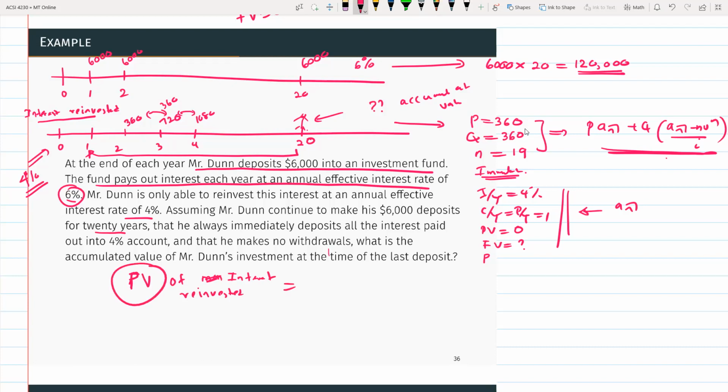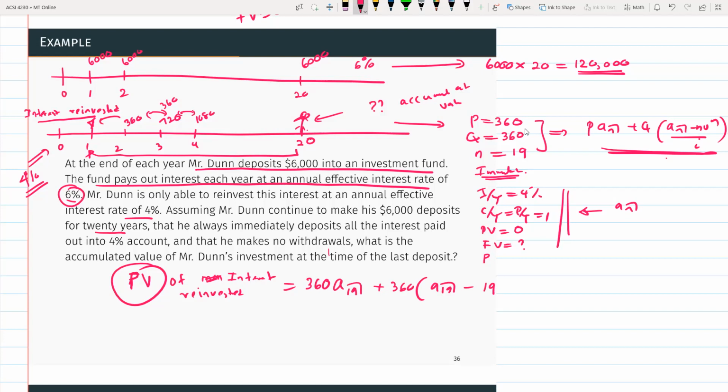Okay, so first we get the present value, then we get the future value. We need the future value here, but what we are going to do is find the present value first, and then we use that formula to get the future value. So P is 360, A19, plus Q is 360, A19, N is 19.